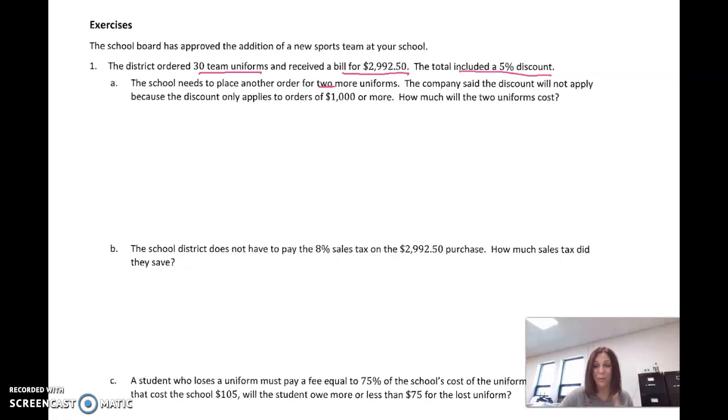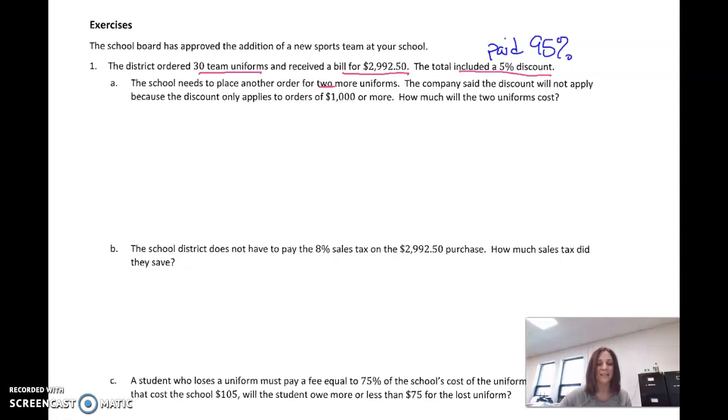Well, we need to figure out what 1 uniform costs, right? Here is where we have to think back a couple of lessons. When we get a 5% discount, what percentage are we paying? If it's a 5% discount, that means we paid 95% of the total, right? Because if we paid 100% of the cost, and I take off a 5% discount, that means I paid 95%.